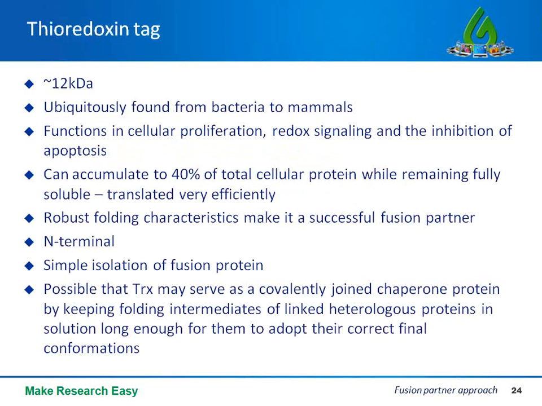Thioredoxin is a 12 kilodalton thermostable intracellular protein. It's ubiquitously found in all living organisms, all the way from bacteria to higher mammals. It functions in cellular proliferation, redox signaling, and in the inhibition of apoptosis. Thioredoxin is highly soluble even when you overexpress up to 40% of the total cellular protein, and it's very useful as a tag in avoiding inclusion body formation.